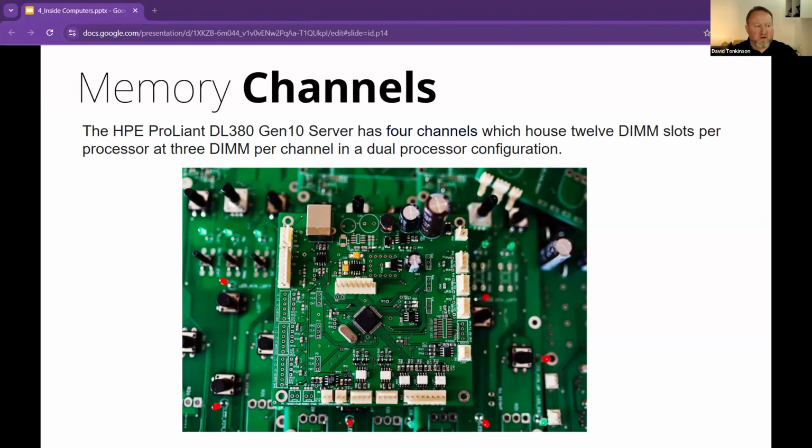Right, that kind of covers off memory. Any questions around that? Well, I'd quickly move on to expansion slots.